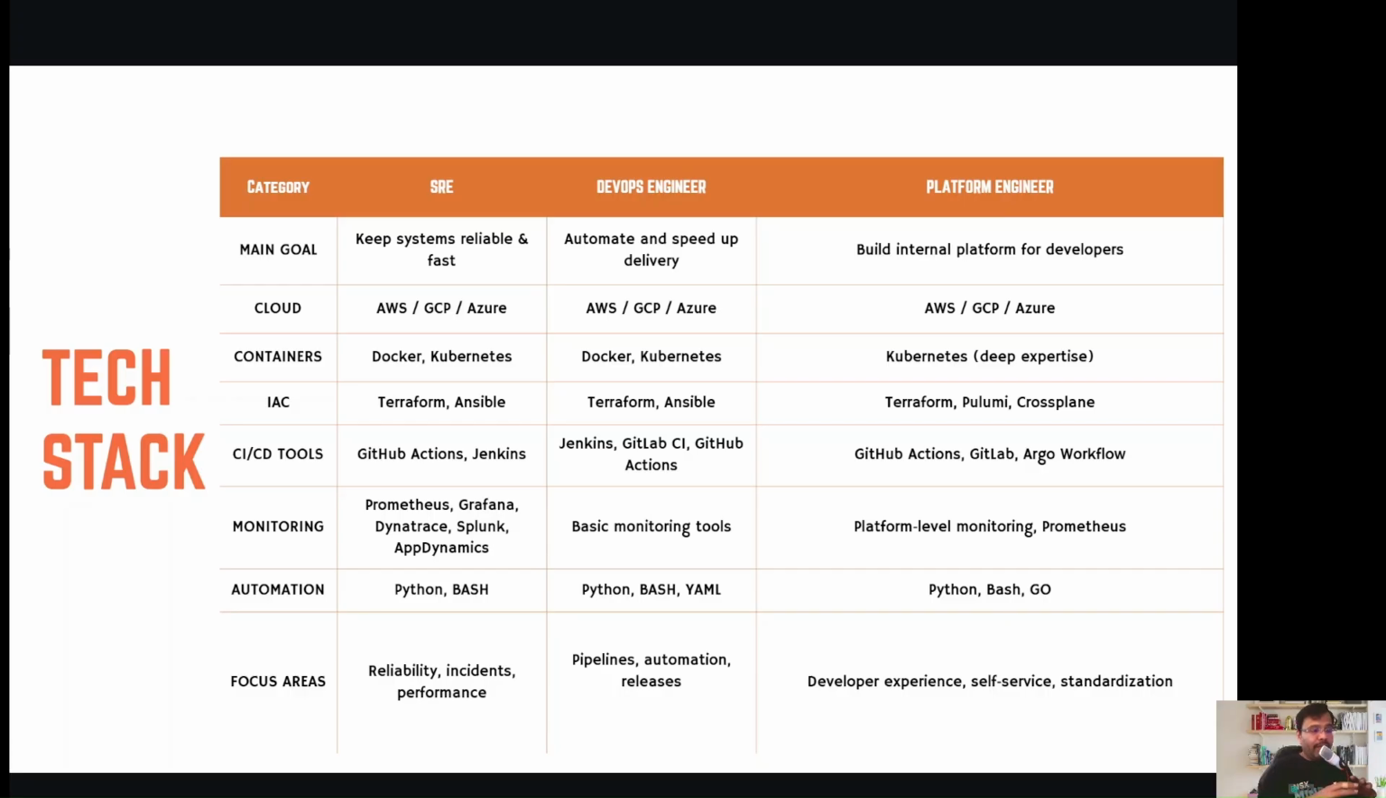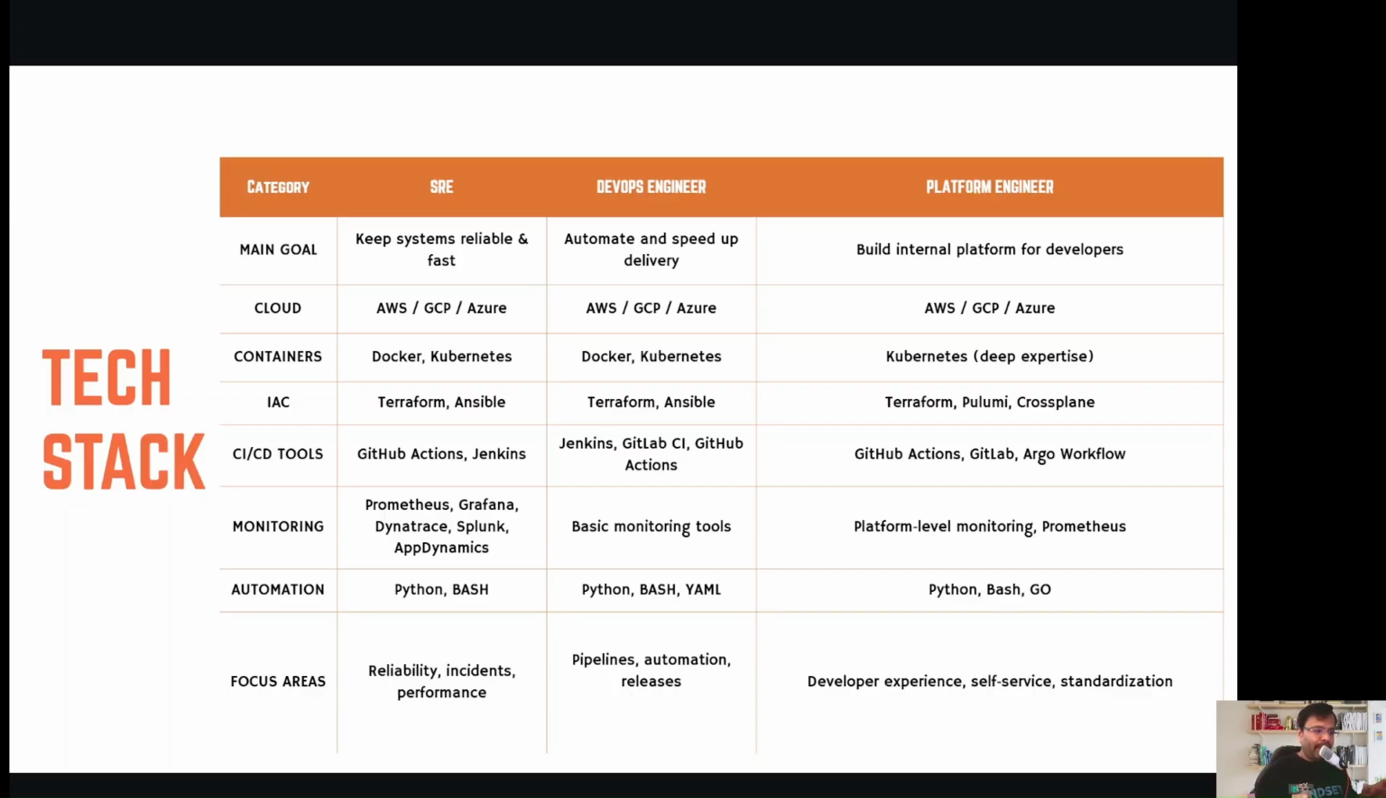If I'm looking from the infrastructure as code perspective, then knowing Terraform and Ansible is a must for SRE and DevOps engineers. Along with that, if you're looking for a platform engineer role, then you should know Pulumi, Crossplane, etc. If I talk about the CI/CD tools, there are GitHub Actions, Jenkins, GitLab, etc., and GitOps is another thing. If you're looking for a platform engineer role, you need to know Argo Workflows.